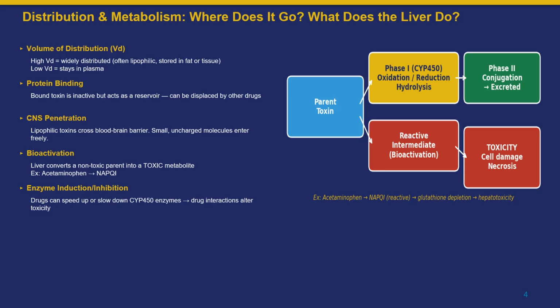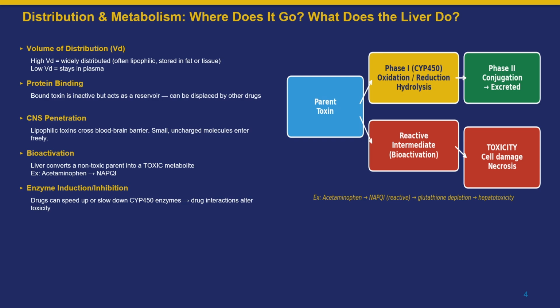In plasma, toxins often bind to albumin or other proteins. While bound, the toxin is pharmacologically inactive. It's not available to interact with receptors or damage cells, but it's a reservoir. If another drug or condition displaces the toxin from protein binding sites, you can get a sudden spike in free, active toxin concentration. This is one mechanism behind drug-drug interactions.